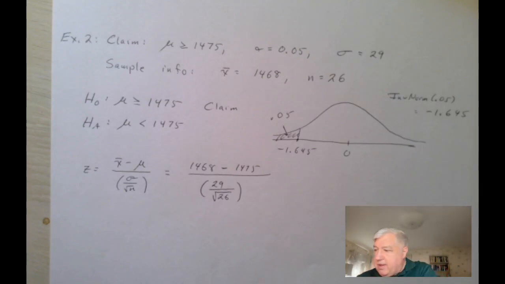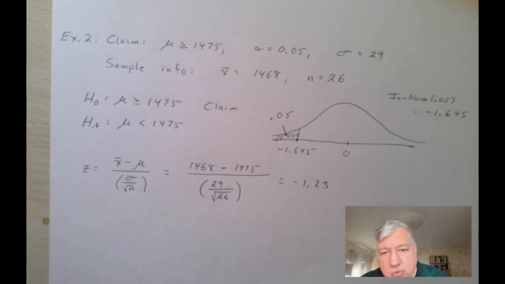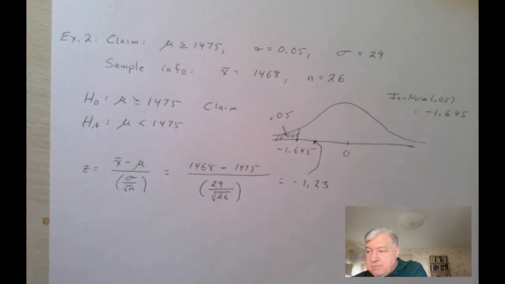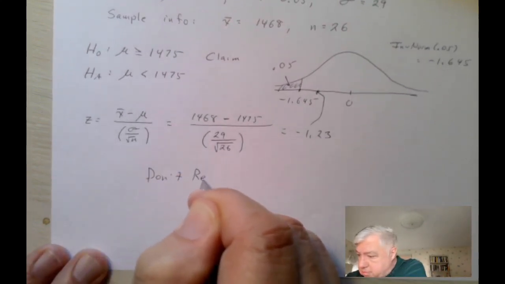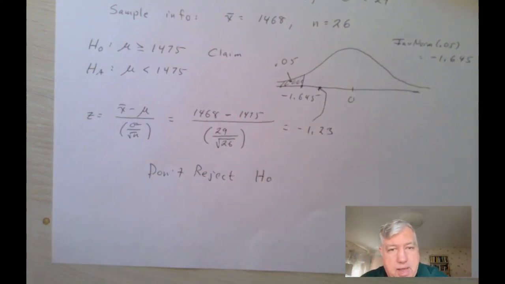Okay. This turns out to be negative 1.23. This is enough to tell us that this is not in the rejection region. It's right here. Okay. So we don't reject H0. And that means we don't reject the claim. That's not enough to say that the claim is true, that we can support. We say that there's not enough evidence to reject the claim.